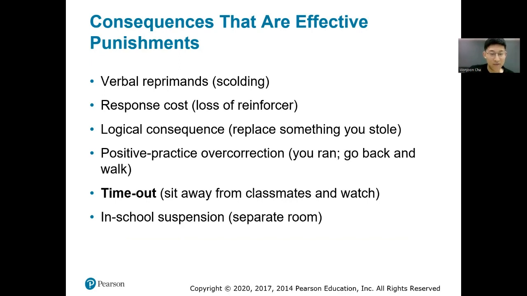Or time out. I used this punishment when I was a middle school teacher, especially during game activities. If the students did not behave well, and I think it was quite effective, they had to sit away from classmates and watch while their classmates were engaging in a fun activity. Or in-school suspension. So these are the punishments that are generally found to be effective.